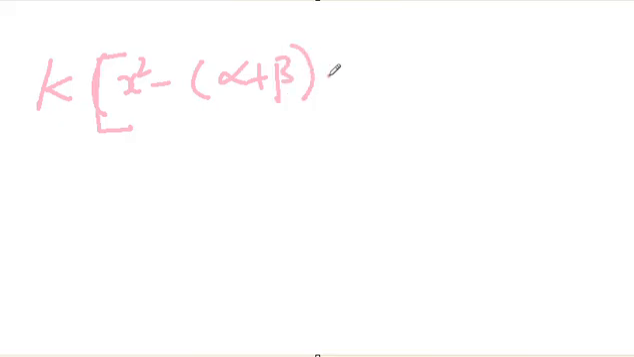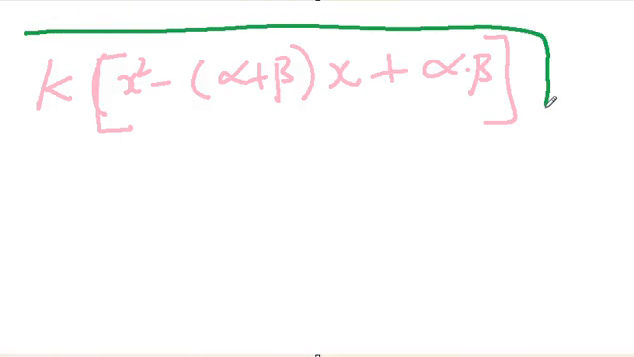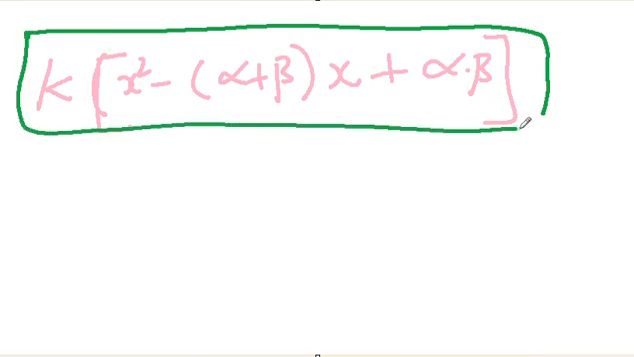So here that is k into, in a big bracket, x square minus of alpha plus beta into x plus alpha into beta. So if you know this standard formula, sometimes they will give in the problem, find the sum of zeros and product of zeros and construct a quadratic polynomial. They can ask like that.